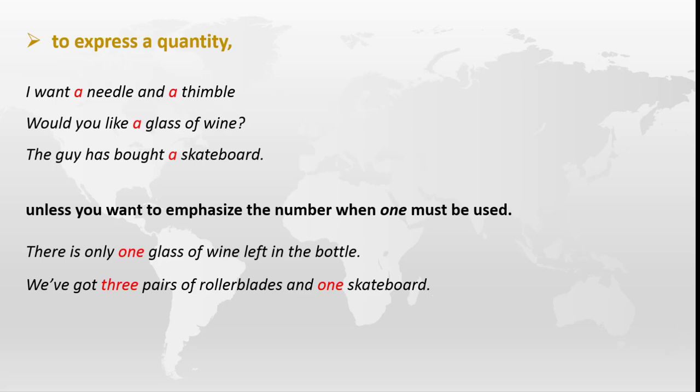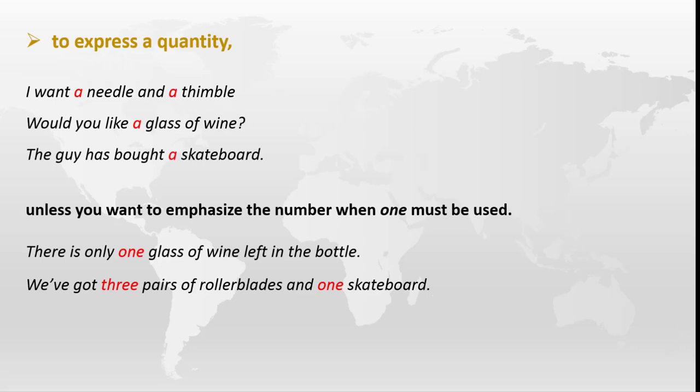Now let's look at another situation in which we need to use an indefinite article. When we need to express a quantity as being only one. For example, a hundred, a thousand, they mean one hundred or one thousand. Or look at these examples. I want a needle and a thimble. Not two, okay? Would you like a glass of wine? I'm just offering you a glass of wine. Normally, we don't offer someone 2 glasses of wine at a go.